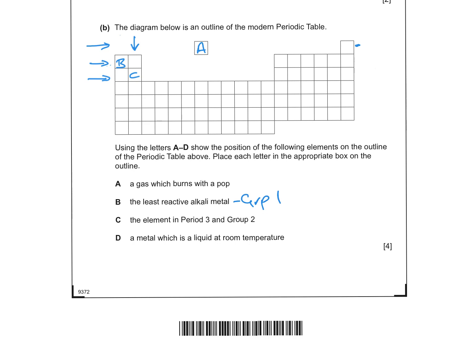And the last one, D, a metal which is a liquid. Well, there are 2 elements which are liquids in the periodic table. One is bromine, that's a non-metal, and the other one is mercury. So D is there.